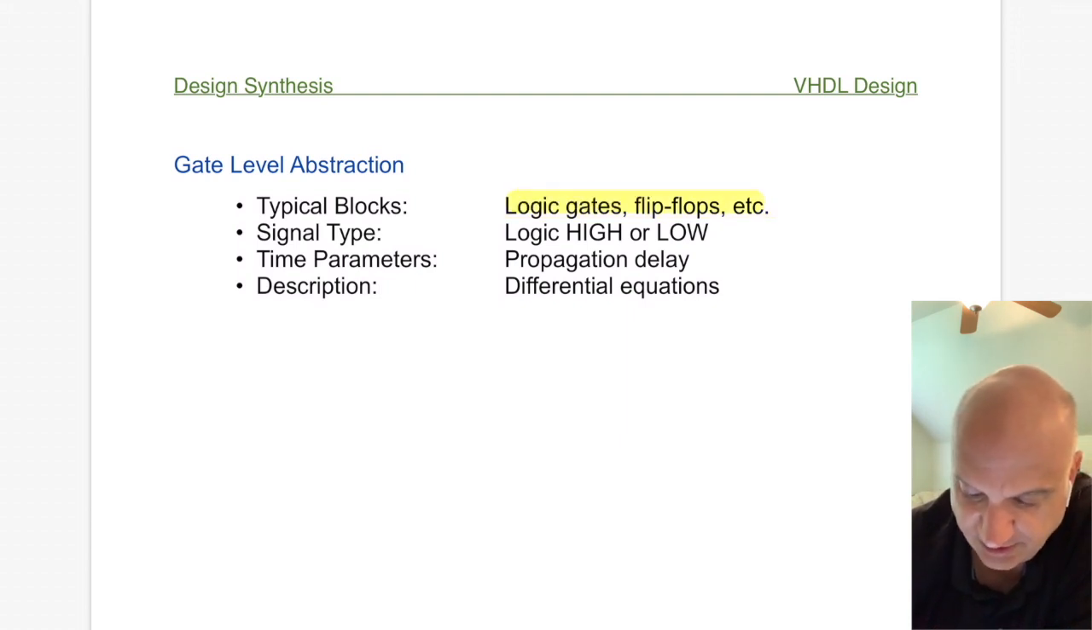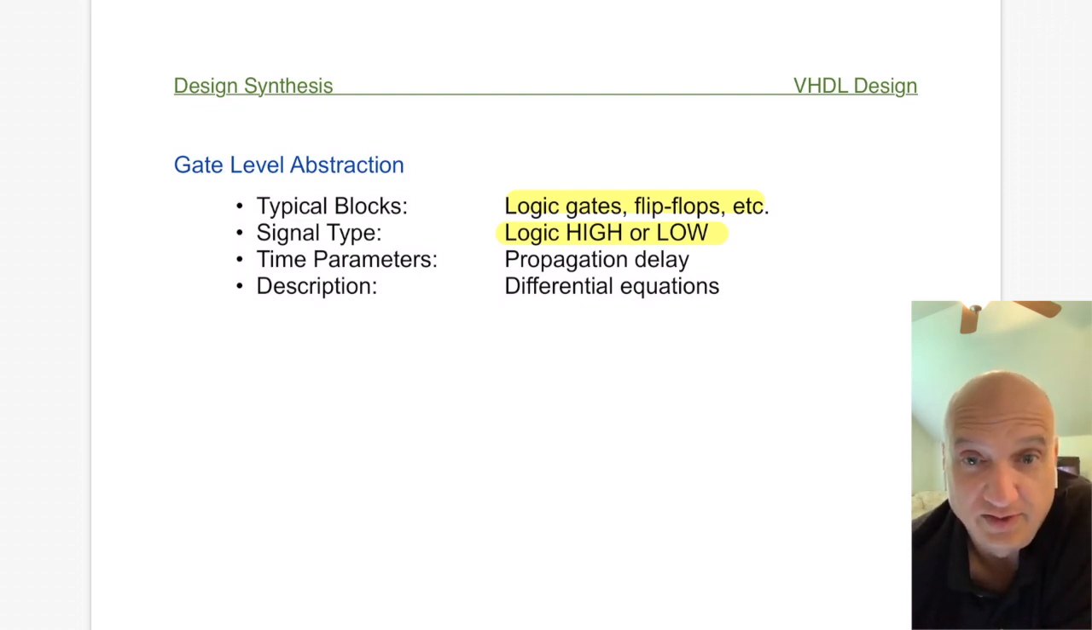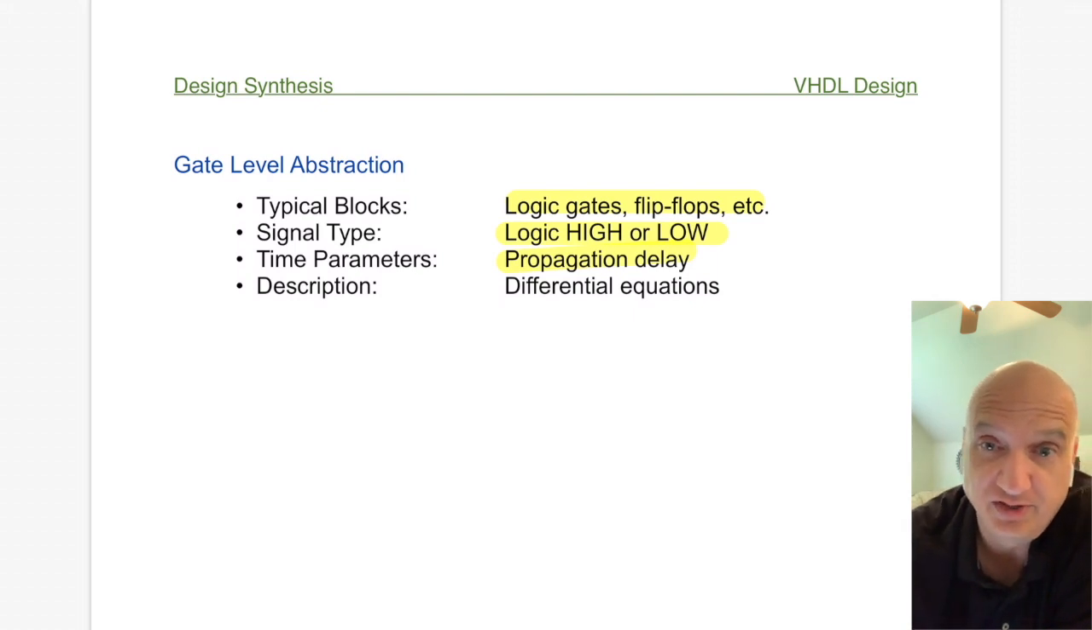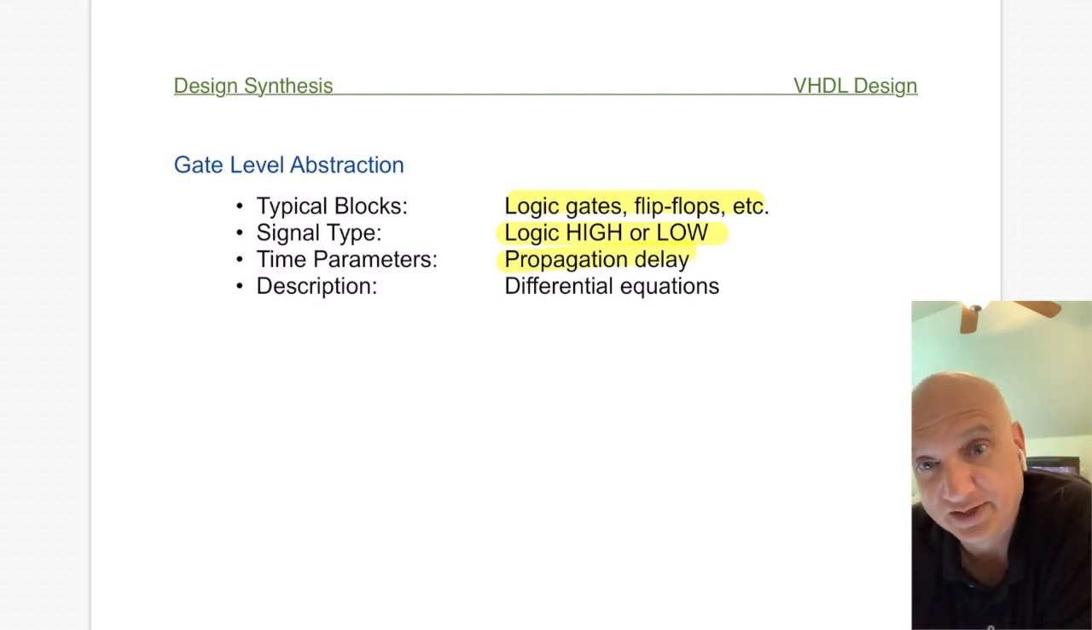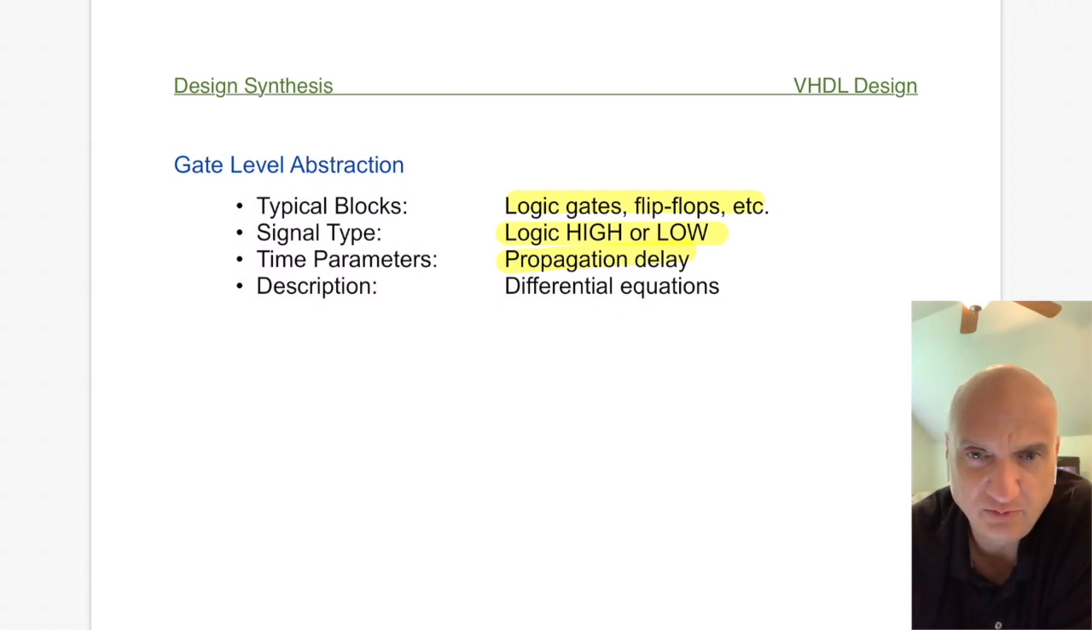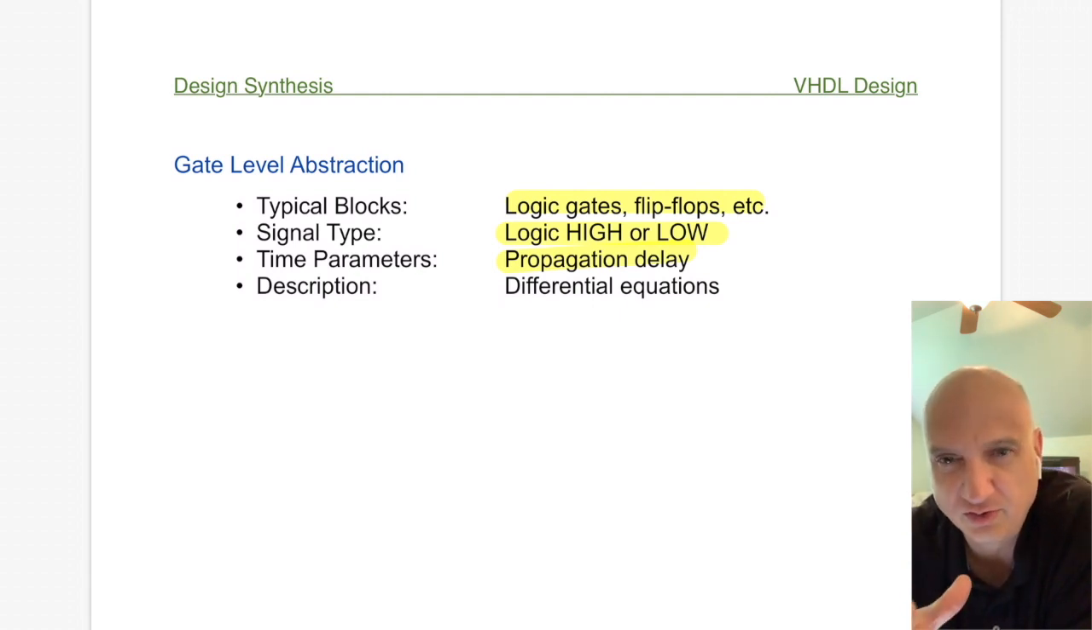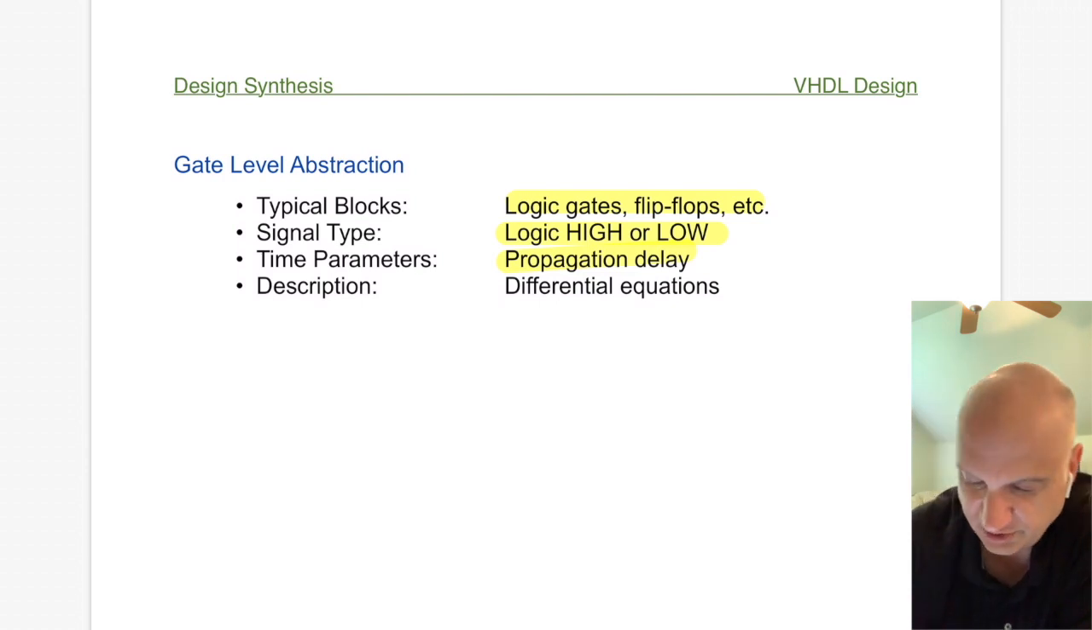And then for the signal types, we talk about highs and lows. We don't talk about voltage levels and current. We're talking about, is this a high or is this a low, a 1 or a 0? We also talk in terms of time about propagation delay. When we change an input signal, how long does it take for the output signal to change? That's generally what we're talking about with timing parameters: the propagation delay through the circuits.